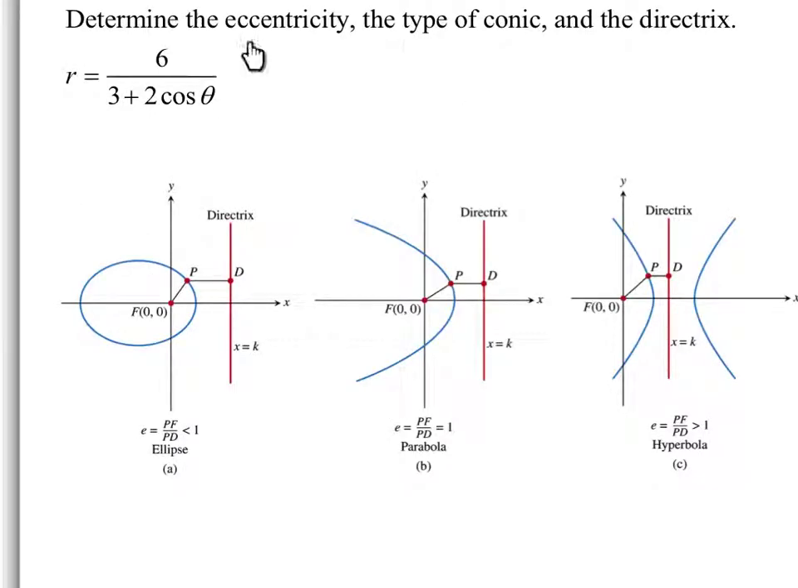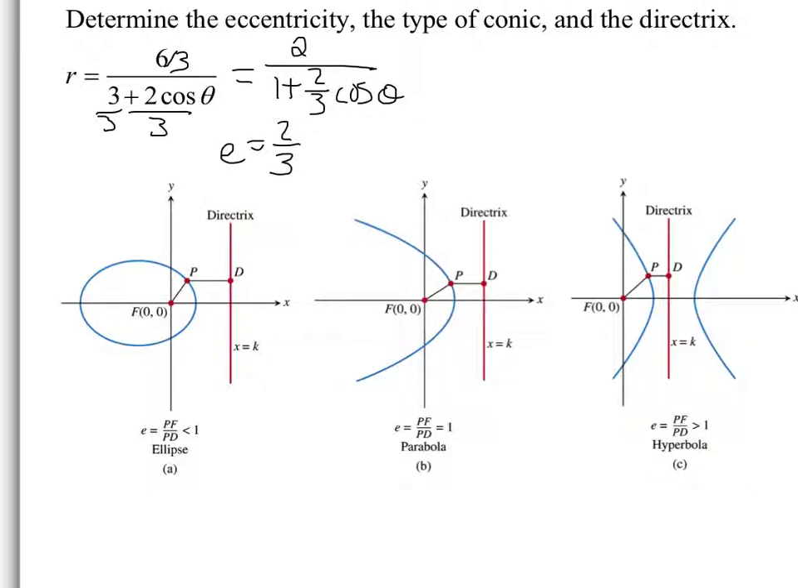It says determine the eccentricity, the type of conic, and the directrix. So we're looking for all of these. We need to figure out less than 1, equals 1, greater than 1. Well, here's the thing. In the standard form, the constant in the denominator needs to equal 1. So you need to divide the top by 3 and each piece of the bottom by 3. So you would get 2 over 1 plus 2/3 cosine theta. So we now know e equals 2/3. So we know that this is an ellipse.